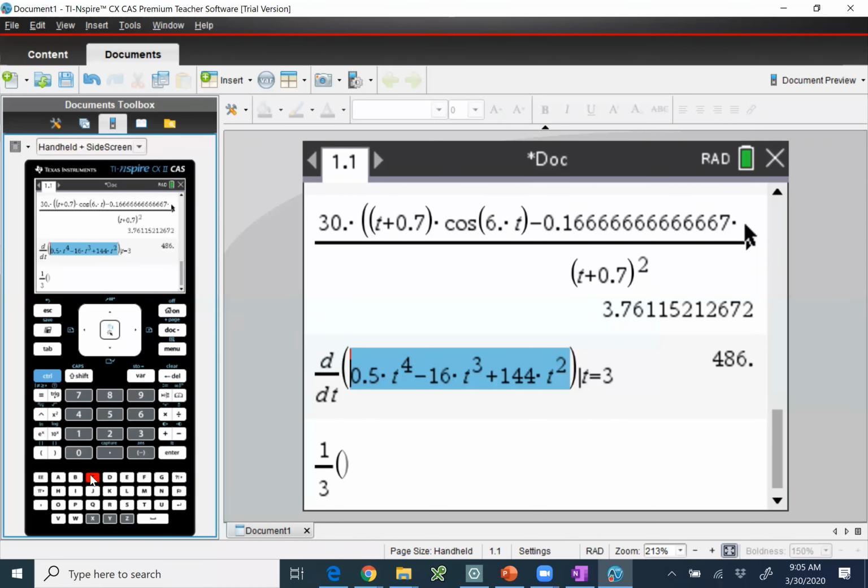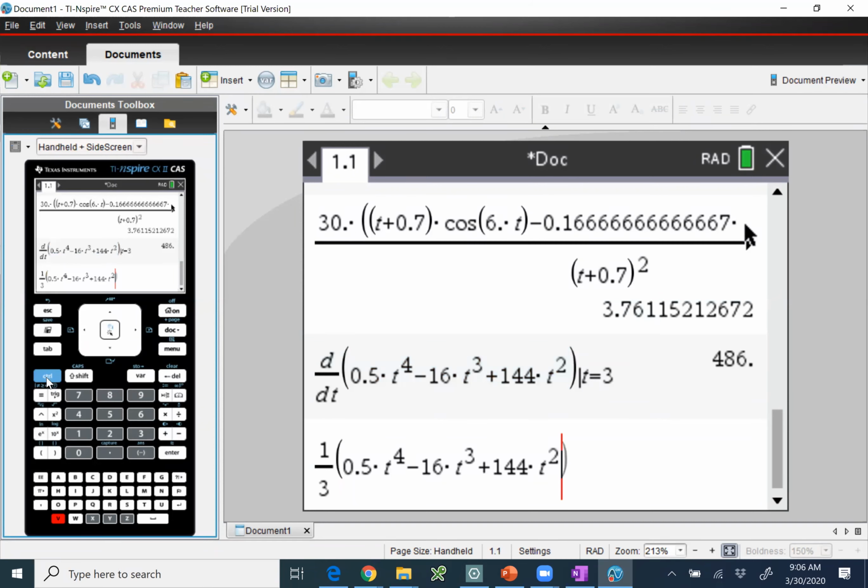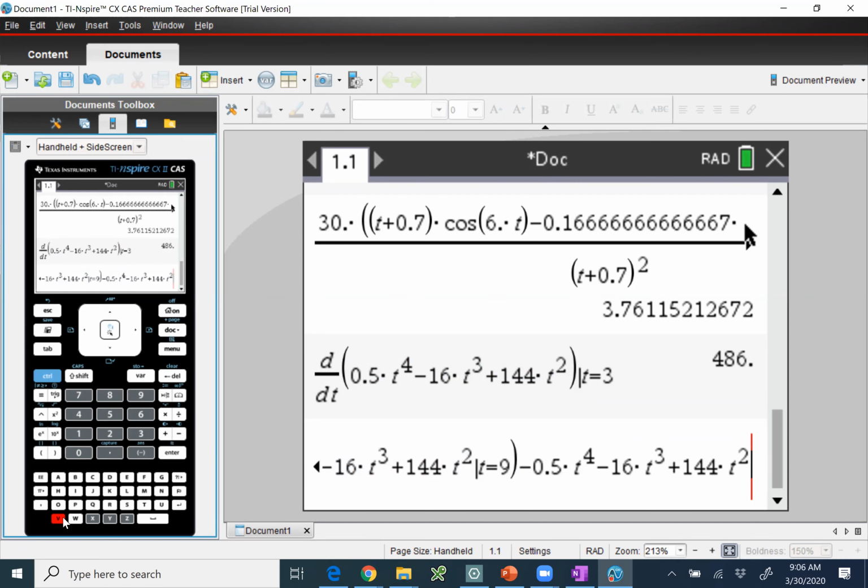So Control C, Control V, at 9. And I'm actually going to just grab this whole thing and say we want to do that whole thing again. So minus Control V, but now, oh wait, I don't think I got it.